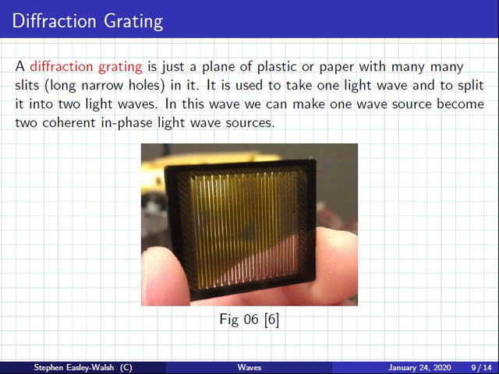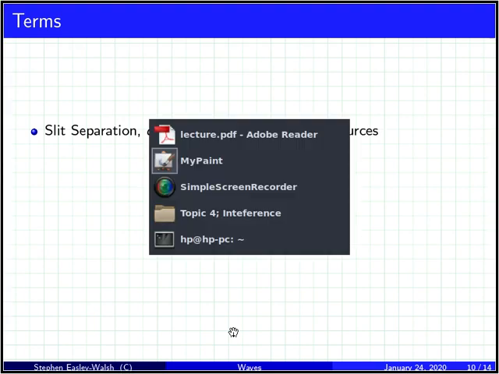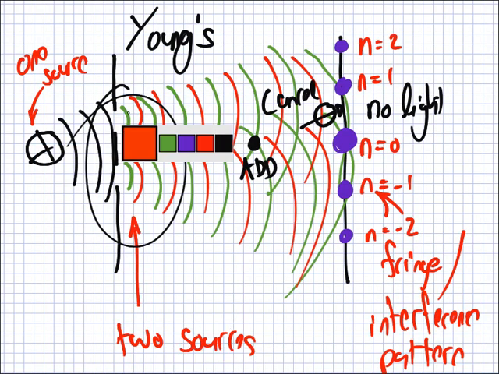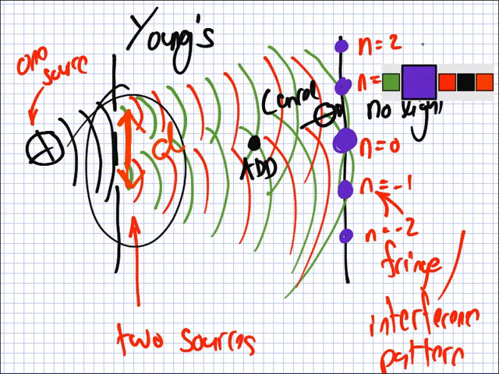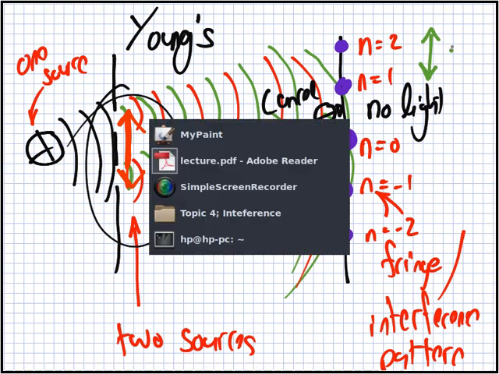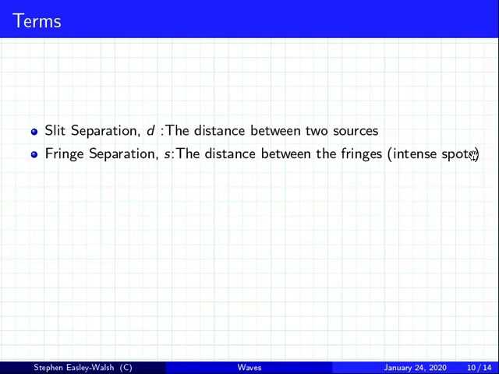Okay. Now, some terms in the experiment. The slit separation D is the distance between the two sources. So we call this distance here the slit separation D. The fringe separation, that's the distance here. I used the letter S for this one. That's the fringe separation, between the spots.